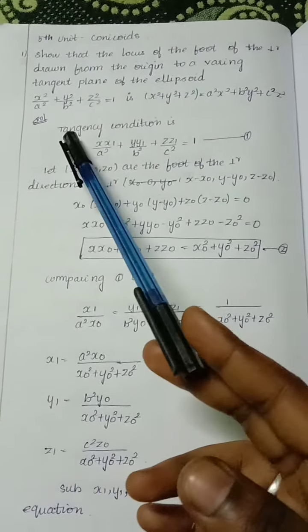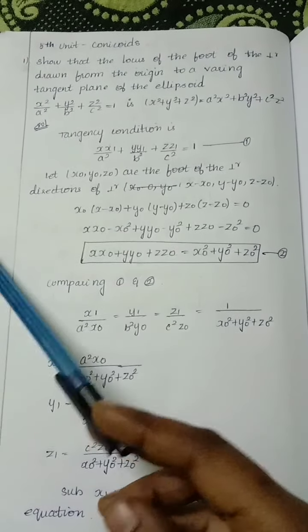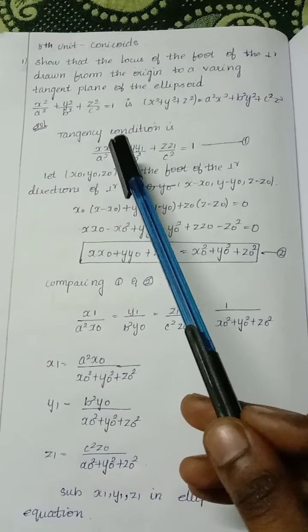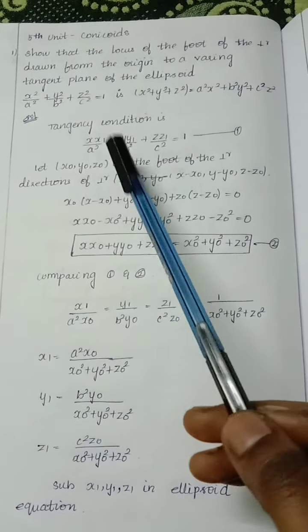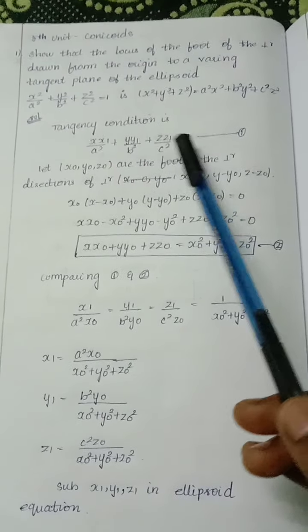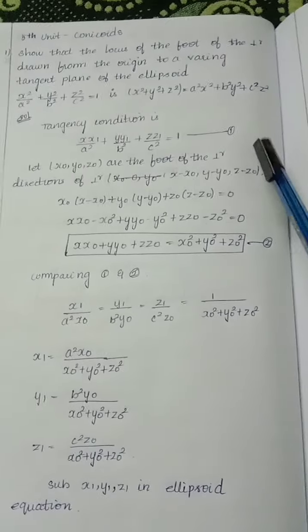So the question given, first we want to find our tangency condition. The tangency condition formula is nothing but x into x1 divided by a square plus y into y1 divided by b square plus z into z1 divided by c square equal to 1. This is the tangency condition for our question.